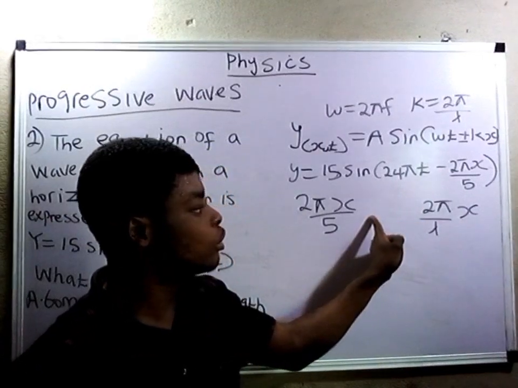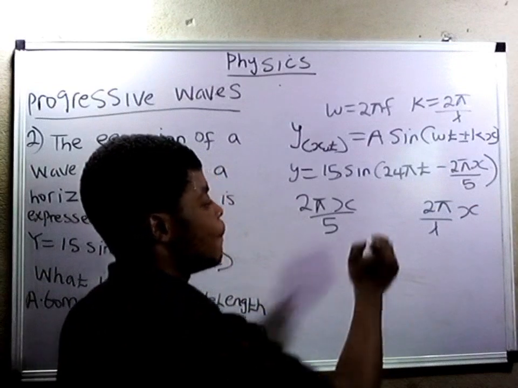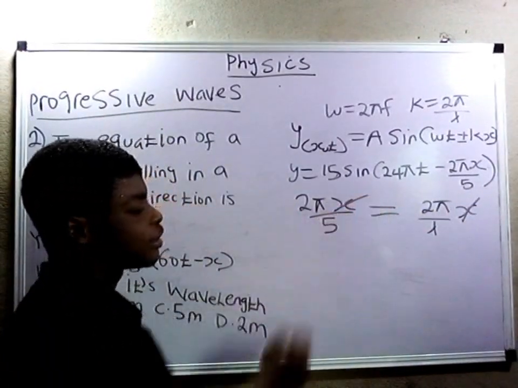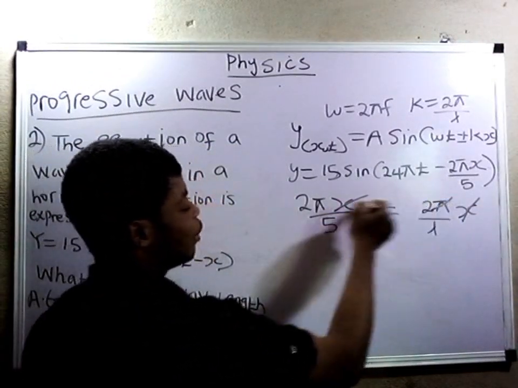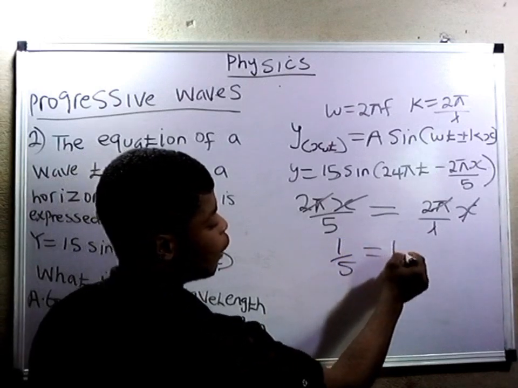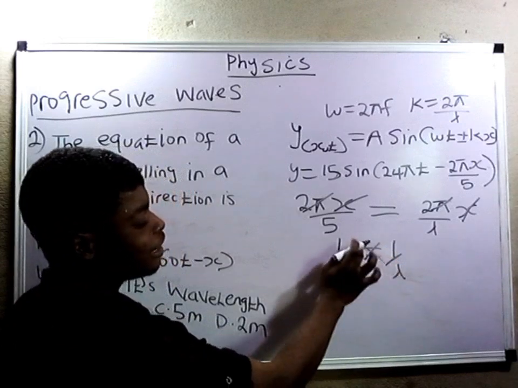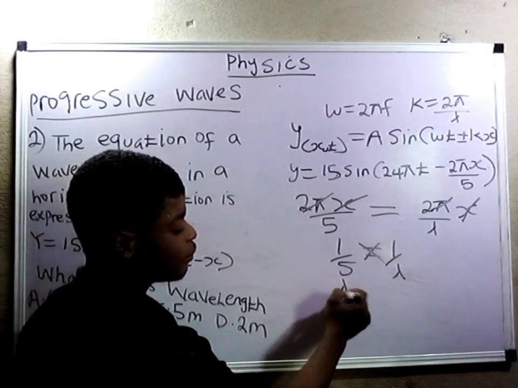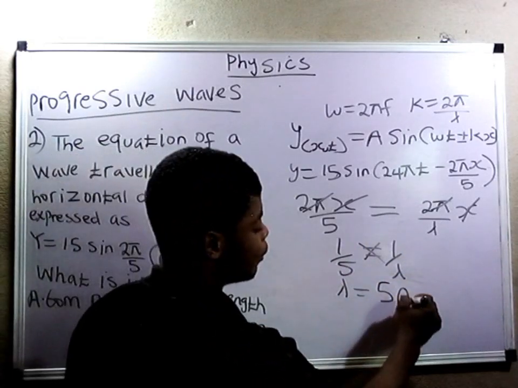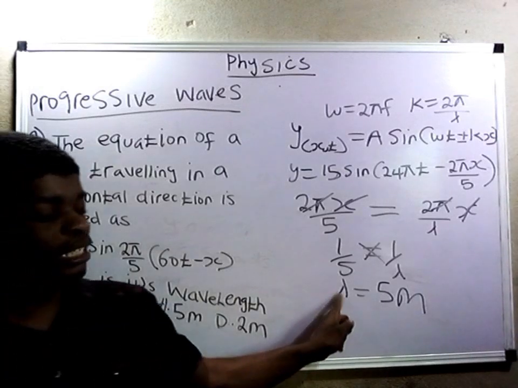So we can equate it with this side because they both have x here. We compare by saying x cancels x, 2 pi cancels 2 pi. We therefore have 1 over 5 equals 1 over lambda. So if we cross multiply, lambda times 1 gives us lambda, 5 times 1 gives us 5. So lambda is equal to 5 meters, which is option C. So option C is the answer to this question.